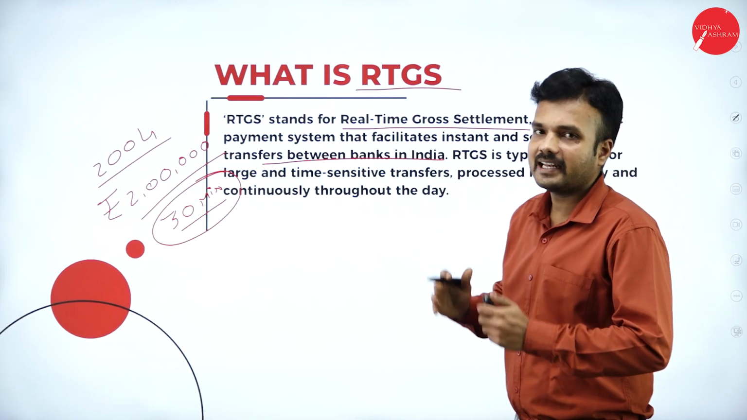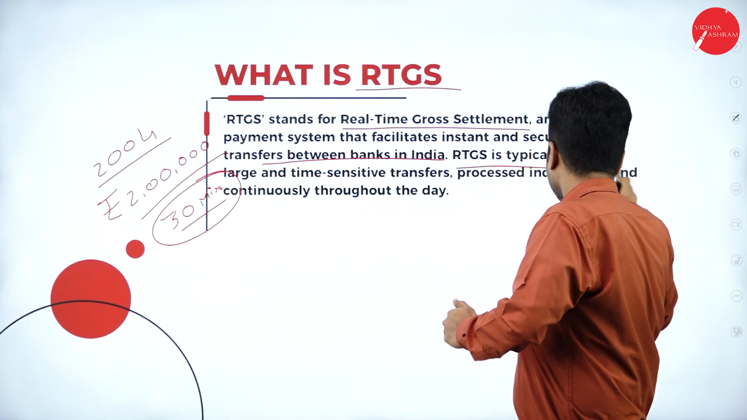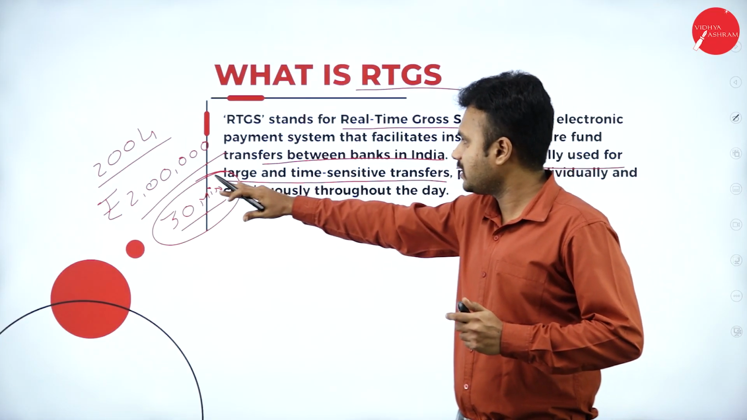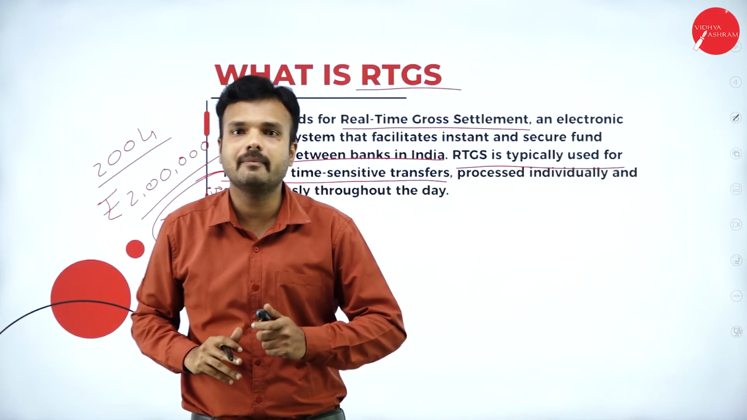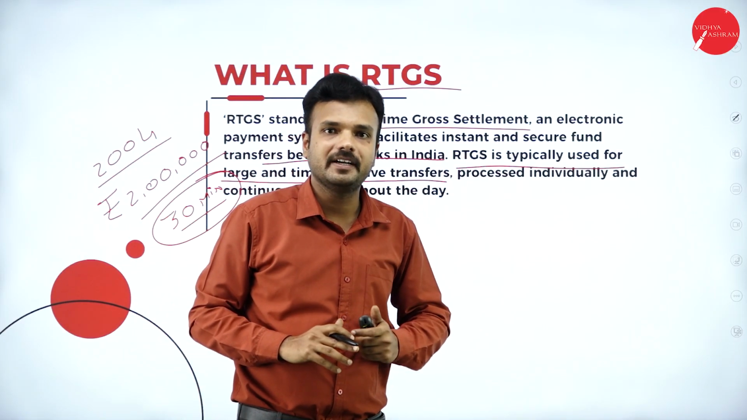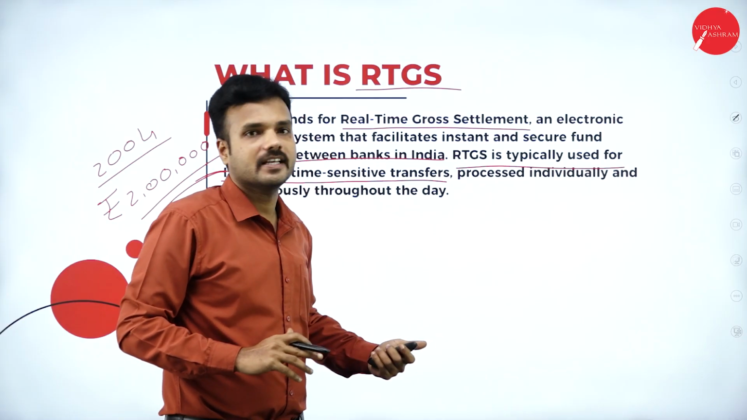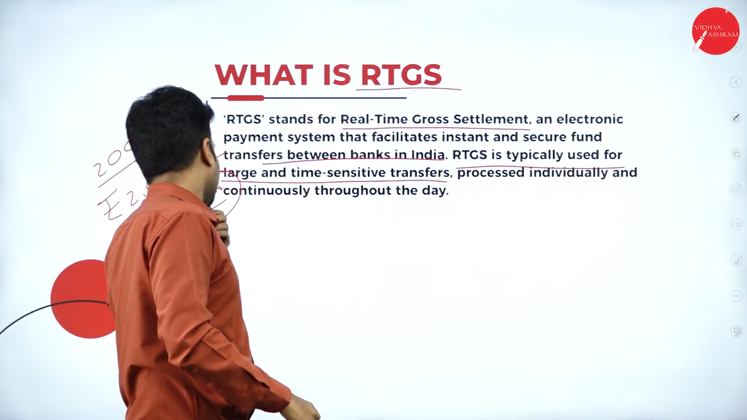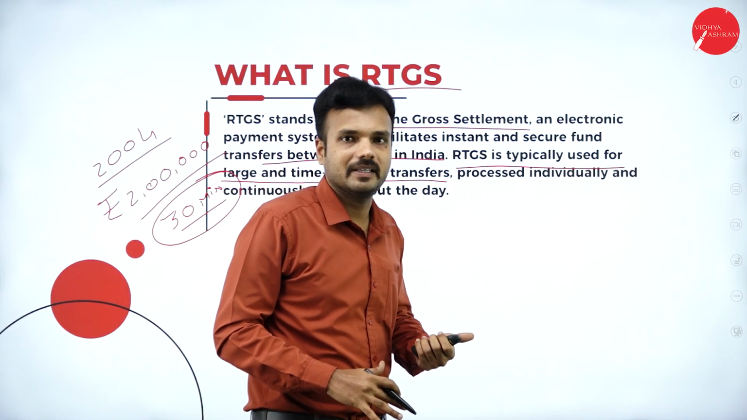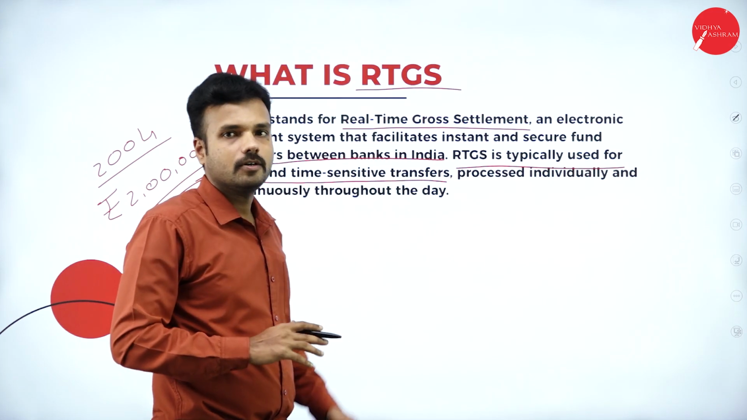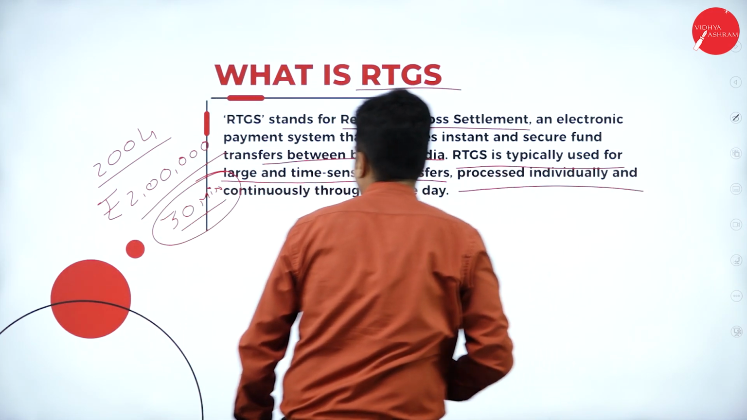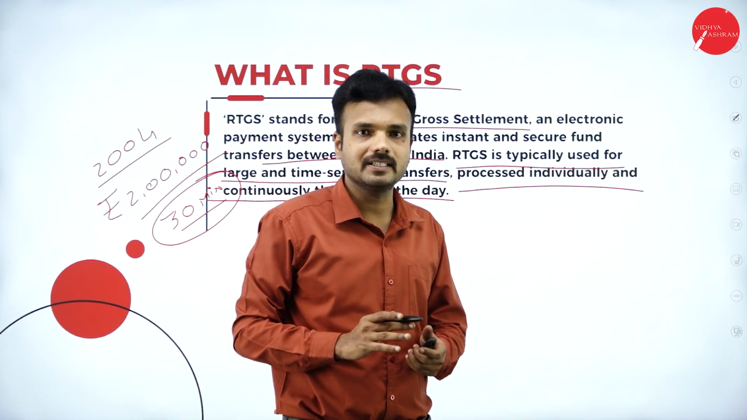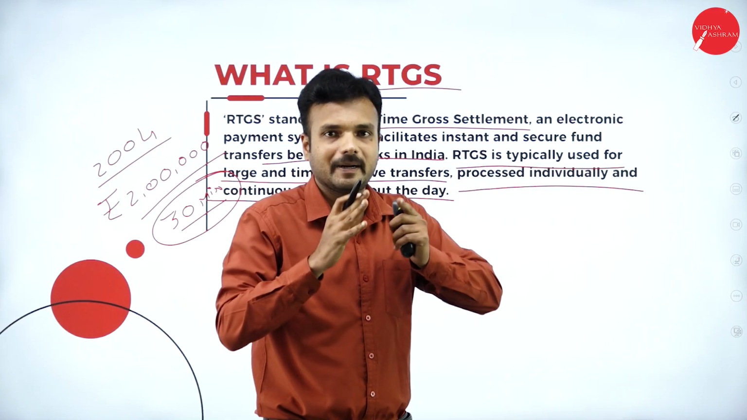This RTGS is highly meant for large transactions and also time sensitive transactions. The limit itself is 2 lakh rupees, that is a minimum limit set by the Reserve Bank of India, and it is a time sensitive transaction where we don't have much time for the transaction, right? So the transaction can happen in 30 minutes in terms of RTGS. Also it is going to process individually and continuously throughout the day. Means in a day he can make a single transaction or a number of transactions.